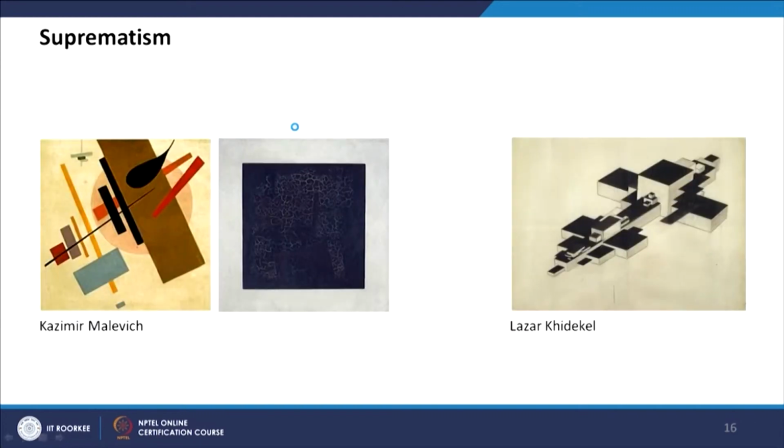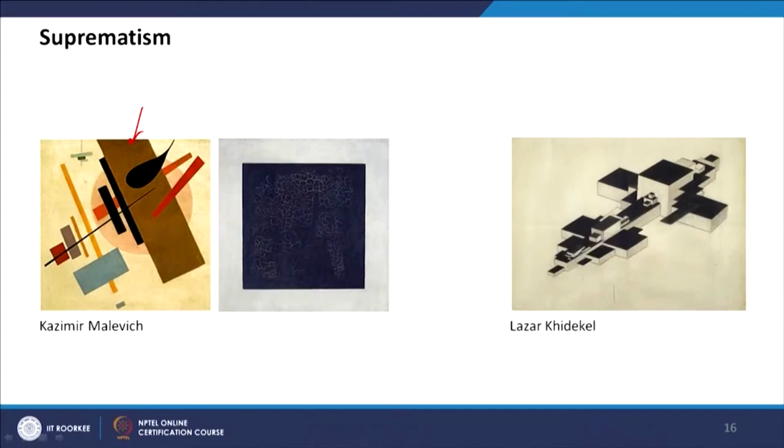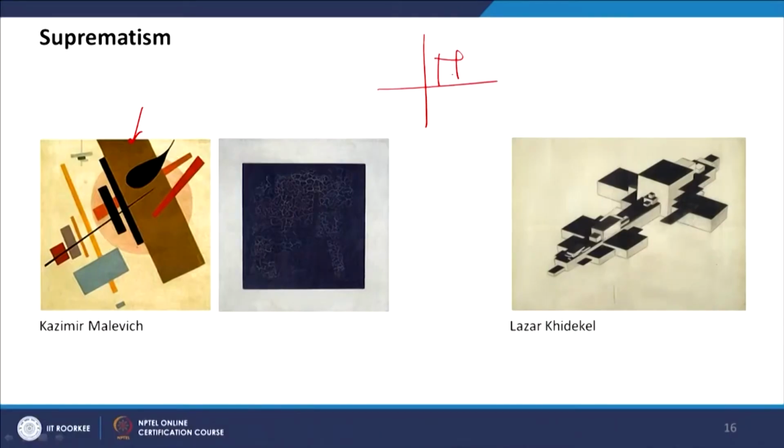Another movement is Suprematism. Suprematism is also somewhat similar to Bauhaus and De Stijl movement. They are compositions of pure geometric forms, but unlike Bauhaus and De Stijl, the elements are placed at different angles, so they are not rectilinear, positioned at 90-degree angles with each other, and they have more dynamism in the composition, and sometimes very abstract simplification.